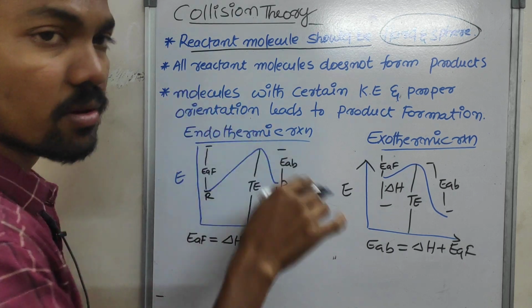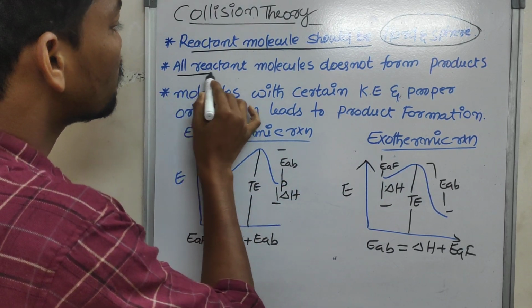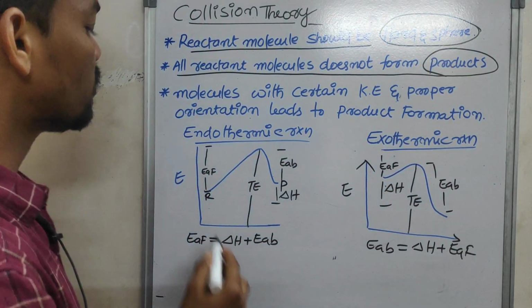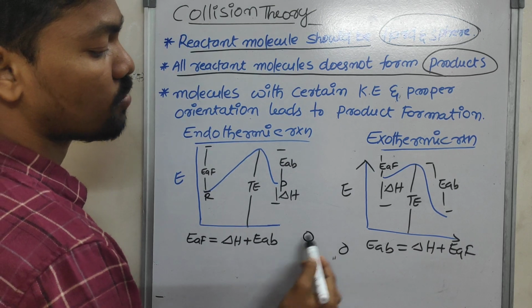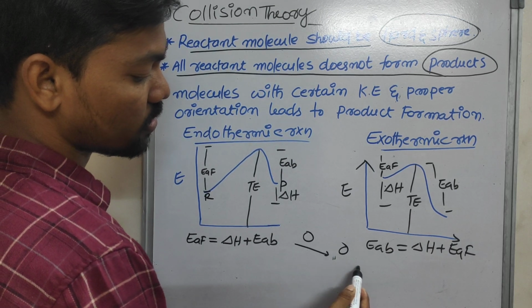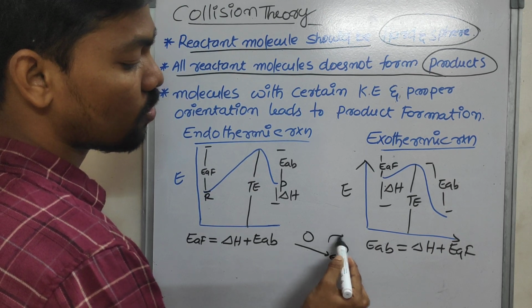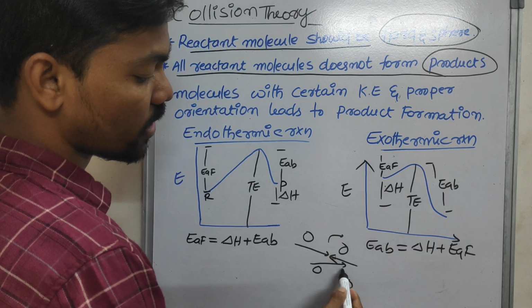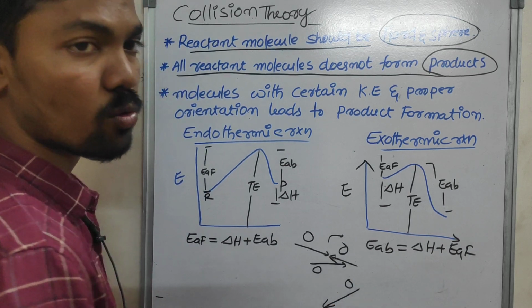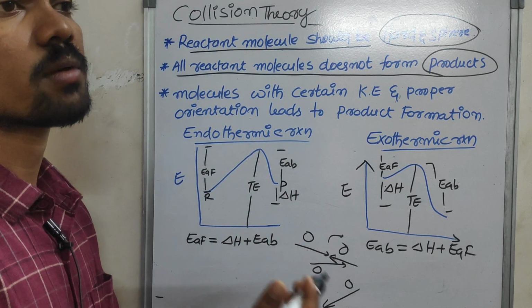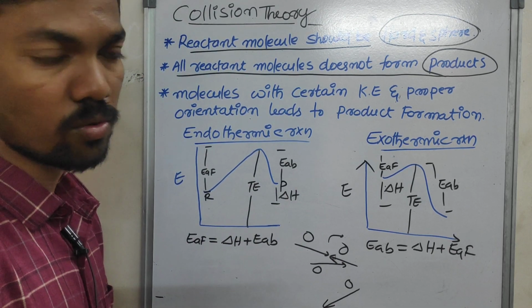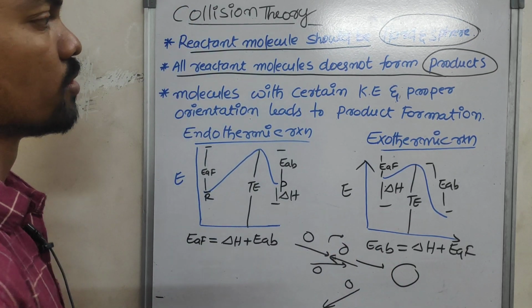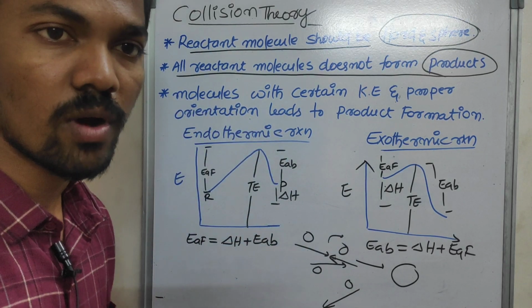But here one condition is there: not all reactant molecules form product. One reactant molecule is coming towards another, then they will come under collision. But if two reacting molecules go in different directions, they will not collide with each other. It means all reacting molecules need not form product. When they collide with each other, then only they form a new product. You are getting my point.